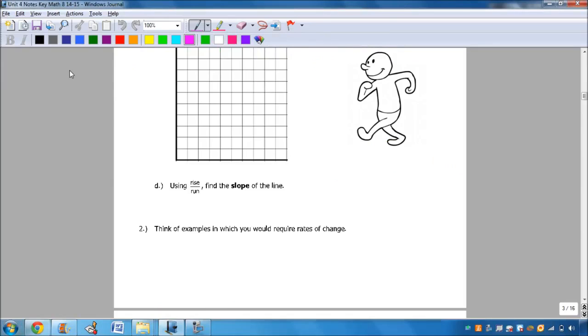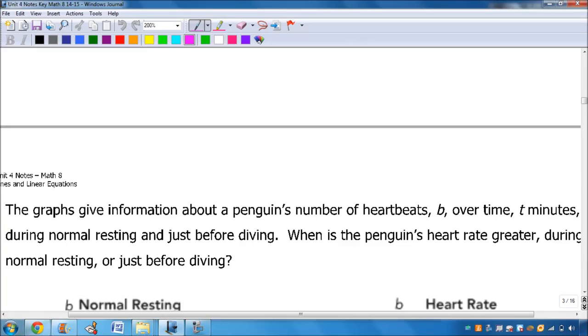I want you to skip question number 2 for right now, and we will talk about that as a class next time I see you. Right, on page 4, we're looking at question number 3. Question number 3 says the graphs give information about a penguin's number of heartbeats measured as B over time t minutes during normal resting and just before diving. When is the penguin's heart rate greater, during normal resting or just before diving?